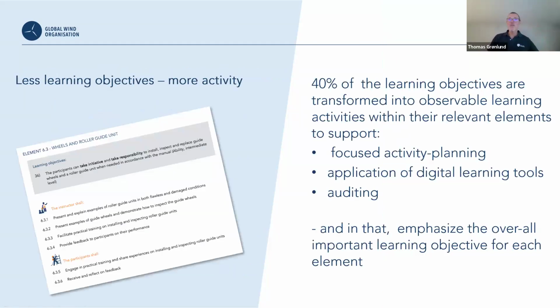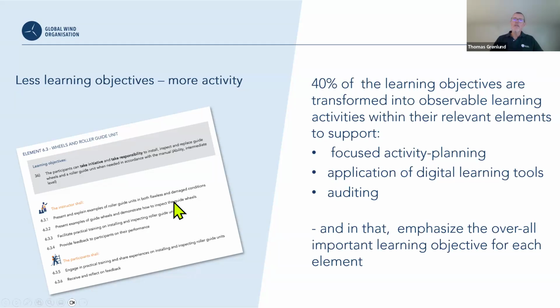One of the key changes: fewer learning objectives, more activity. We know that people learn when they do something. So we would like the participants to practice as much as possible. We have transformed 40% of the learning objectives into observable learning activities, as I said earlier. I think it has created a very good and dynamic training standard, or modules. There are a lot of activities now to plan for.